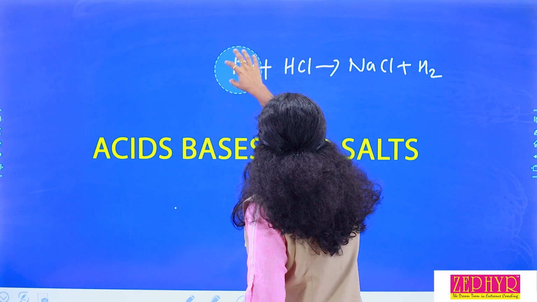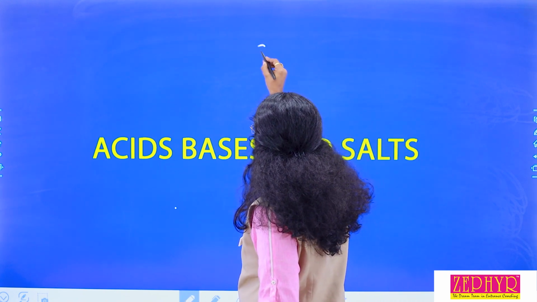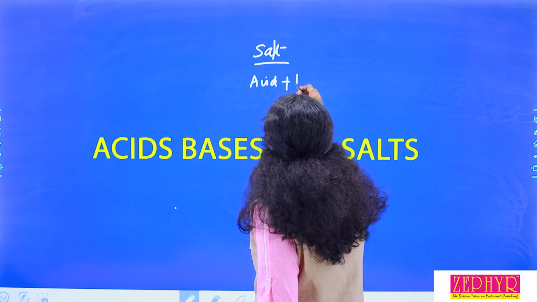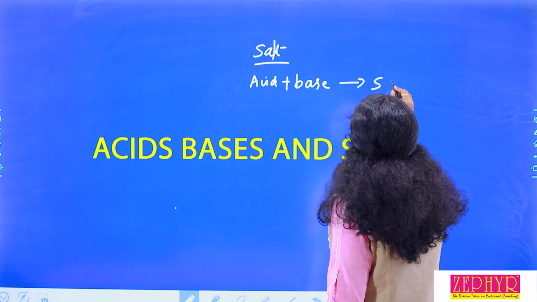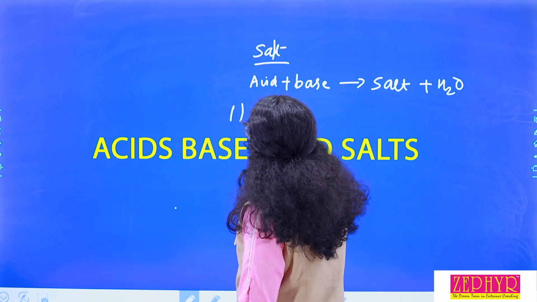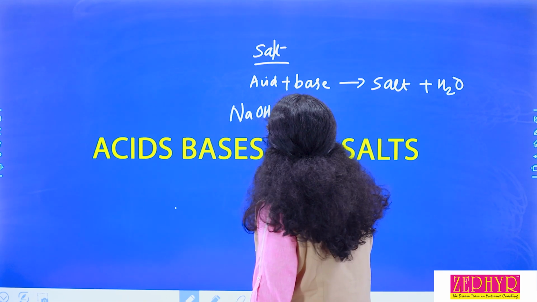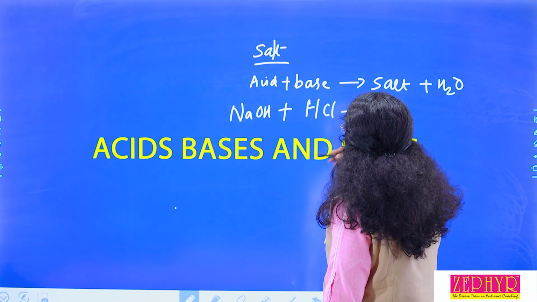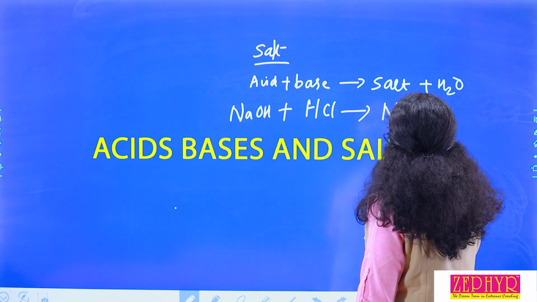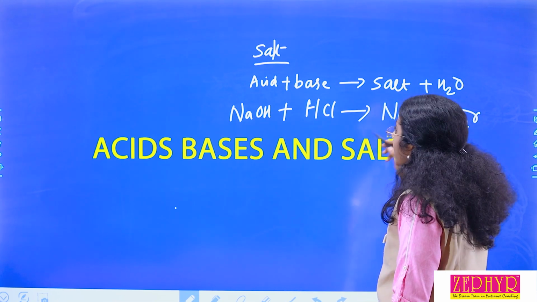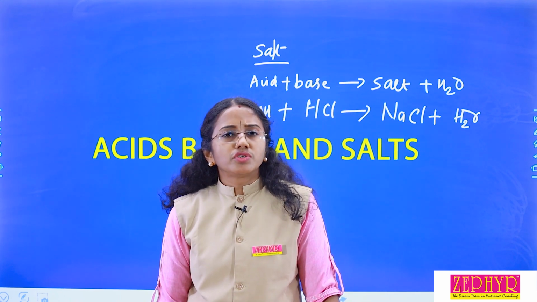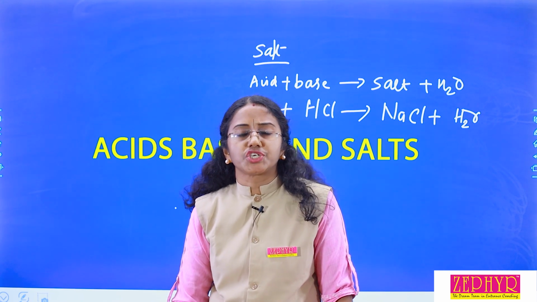So, what do you mean by salt? Acid reacts with base to give salt and water. For example, NaOH is a base and HCl is an acid; they combine to give NaCl and water. This reaction is called a neutralization reaction. Acid and base combine to form salt and water.